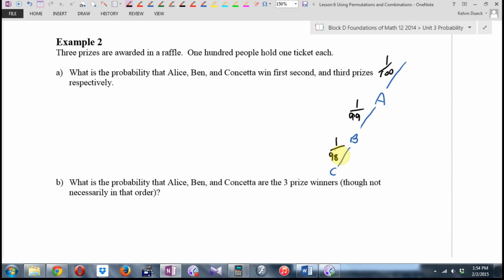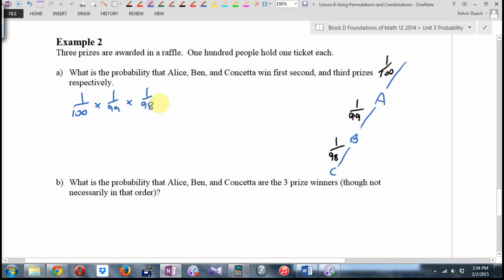Because can you see it's going to be multiplied down now? It's going to be 1 out of 100 and 1 out of 99 and 1 out of 98. Which turns out to be the same as 1 out of, from 100, permutate 3 of them. I think those are equivalent numbers. You can double check me.